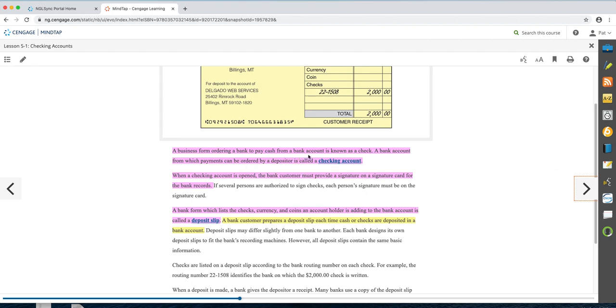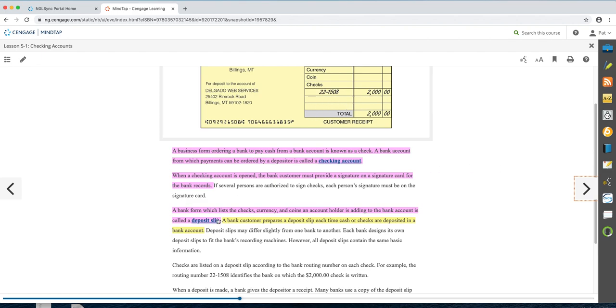A business form ordering a bank to pay cash from a bank account is known as a check. A bank account from which payments can be ordered by a depositor is called a checking account. When a checking account is opened, the bank customer must provide a signature. Okay, that's a true-false question. Some of these are true-false and vocab questions. You will have to open up an account and sign a signature card.